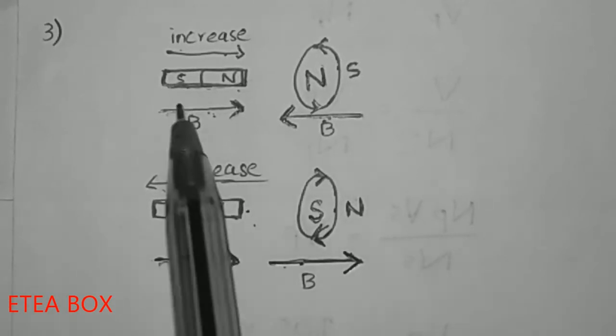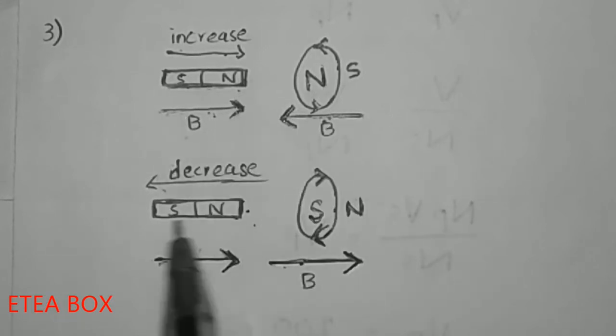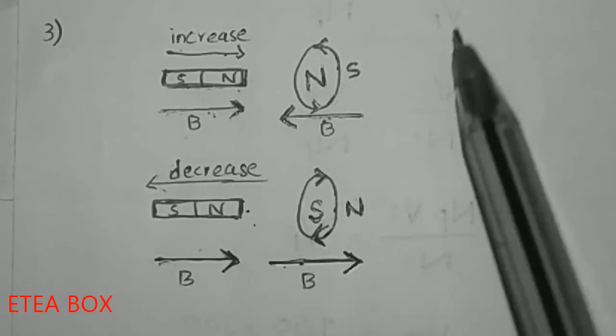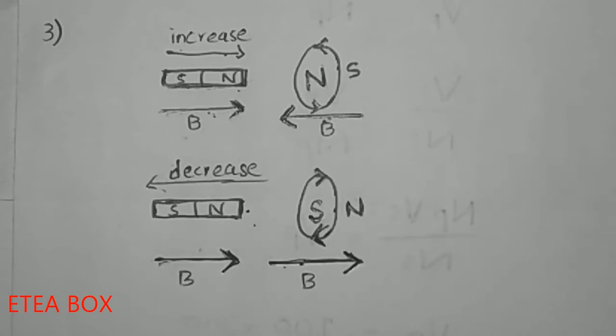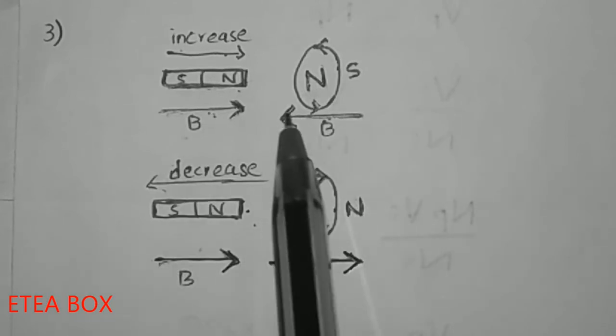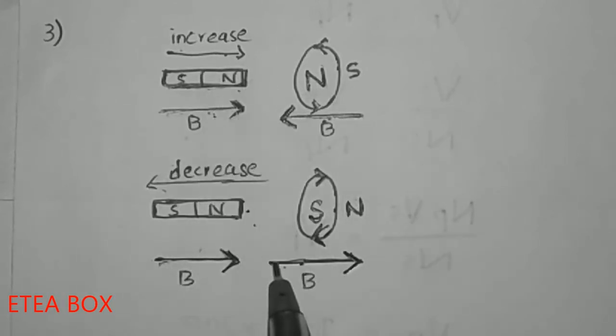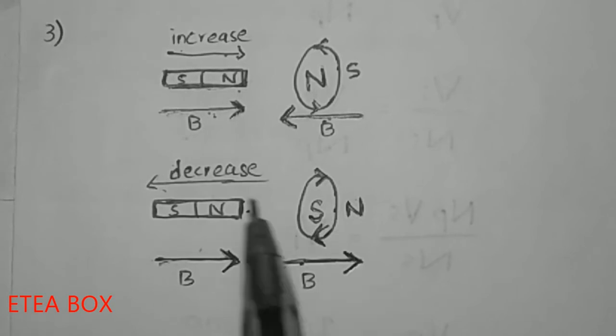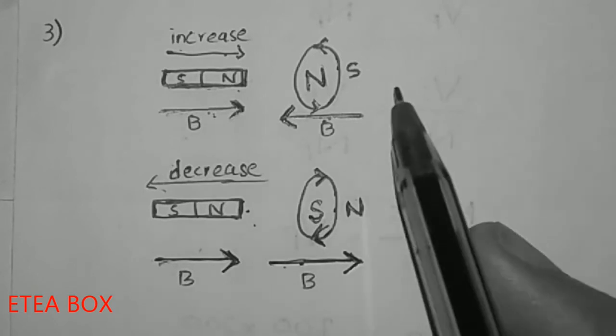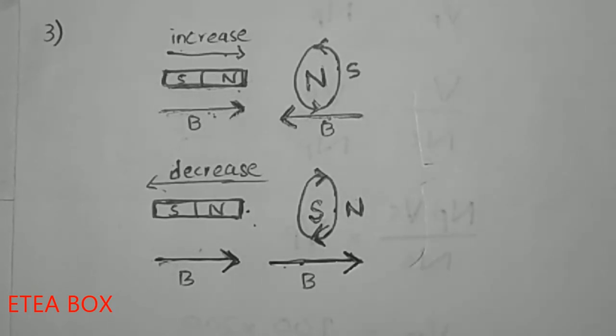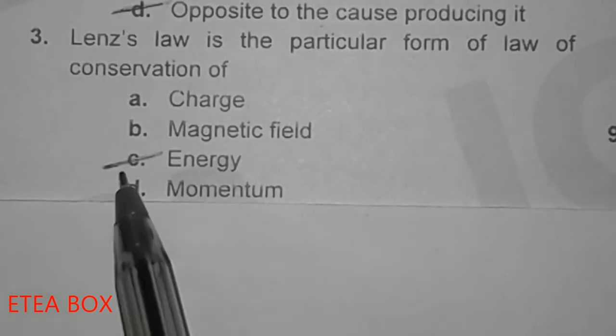So when we move the magnet towards and away at a time, what will happen? The energy in this coil will remain the same. Look, in this case it is opposing the increase, and in this case it is opposing the decrease. So the energy will remain the same. So we can say that Lenz's law is the law of conservation of energy. Look here, option C is correct.